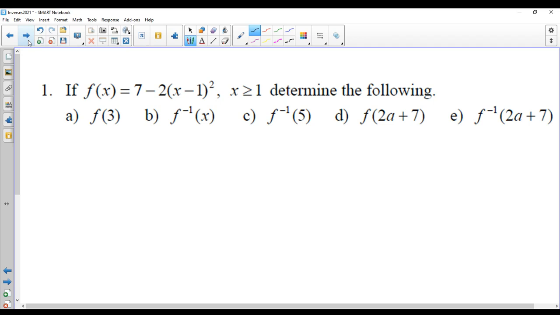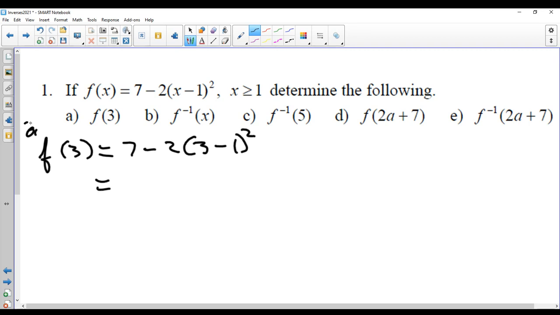So what's the f of 3? Well, that's simple. That's just plugging 3 into the formula. F of 3 is 7 minus 2 times 3 minus 1 squared. Okay. So this is part A. That's equal to 7 minus 2 times 2 squared, which is 7 minus 4 2's 8, or minus 1. So 3 minus 2 is 2 squared, so 4 2's 8. Yeah, I believe that's right. So there's the f of 3 right there.